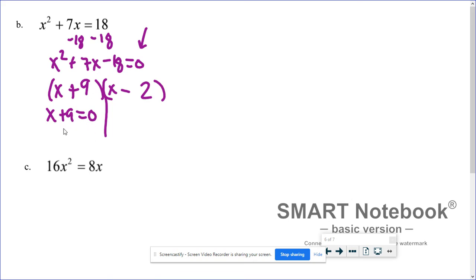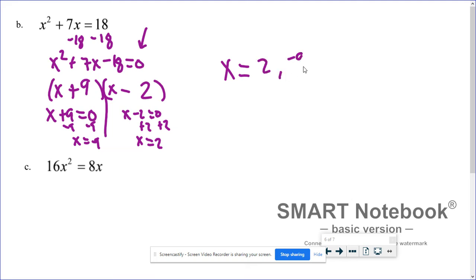Now you set each of your factors equal to 0. So x plus 9 equals 0 means I subtract 9. You get x equal to -9. x minus 2 equal to 0. I'm going to add 2, and I get x is equal to 2. So when you write your answer, you're going to say x is equal to 2 or -9. Just put a comma. That's fine. You can write the word "or" if you want, because it can't be both at the same time. So your two answers are 2 and -9.